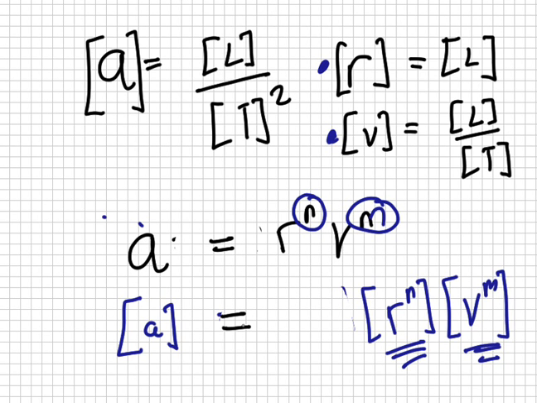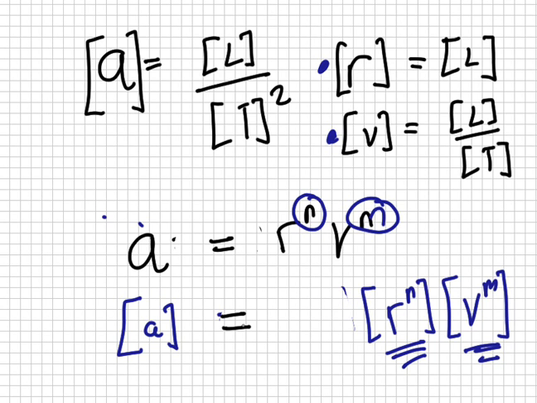If n is 2 and m is 1, then because r equals l, it will be l squared times l over t. There are 3 l's, so 2 will cancel each other, and in the end we just have l over t, which would then be a equals l over t. But we need l over t squared. Will we try it now?